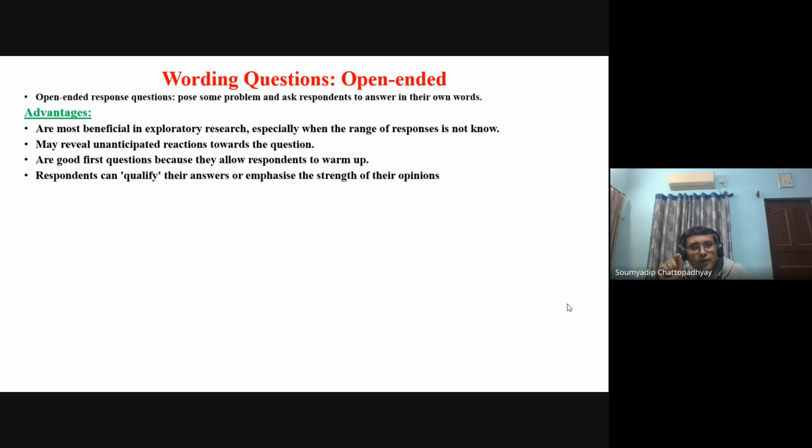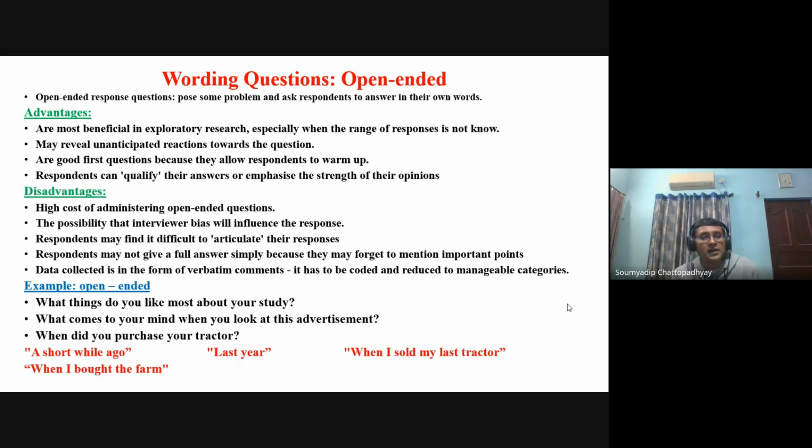Second, they are good because they allow respondents to warm up, and another important advantage is that respondents can qualify their answers or emphasize the strength of their opinion. But there are certain serious disadvantages of the open-ended question. For example, it has a high cost of administering. Second, there is the possibility that interviewer bias will influence the response. For example, in case of an opinion related question, if as an interviewer some bias is already there in my question, then it may influence the respondents to answer in that particular way.